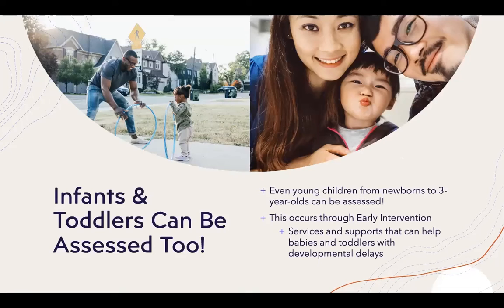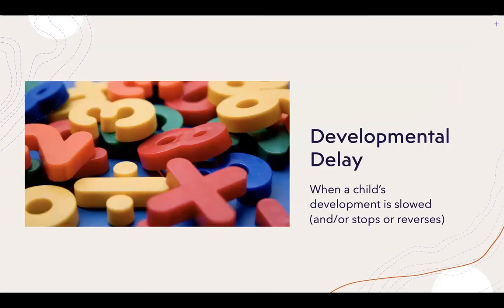So infants and toddlers can also be assessed, and it's in fact very important that they are when there are concerns. Even very young children, newborns to 3-year-olds, can be assessed and should be assessed when there are reasons to do so. This occurs through early intervention services, which are supports that can help babies and toddlers with developmental delays. Developmental delay is when a child's development is slowed, and in some contexts it may seem to halt or stop, or perhaps does in fact stop or reverse, but we're thinking of developmental delay as some sort of slowing down with child development.